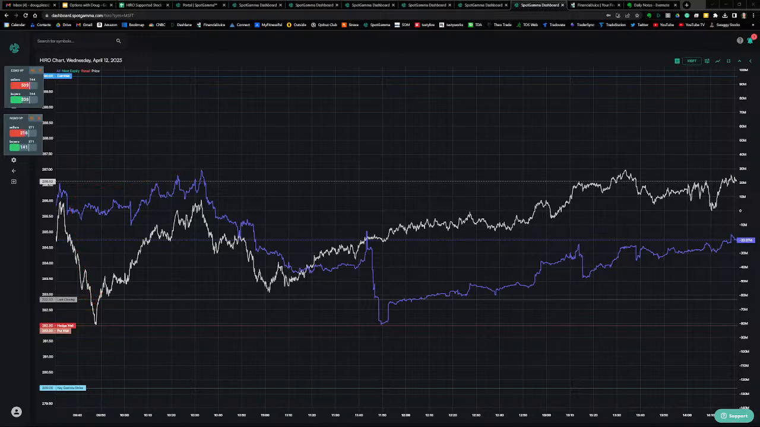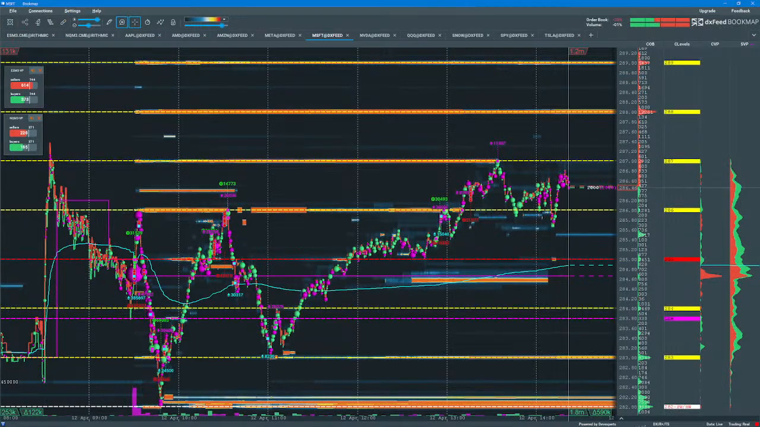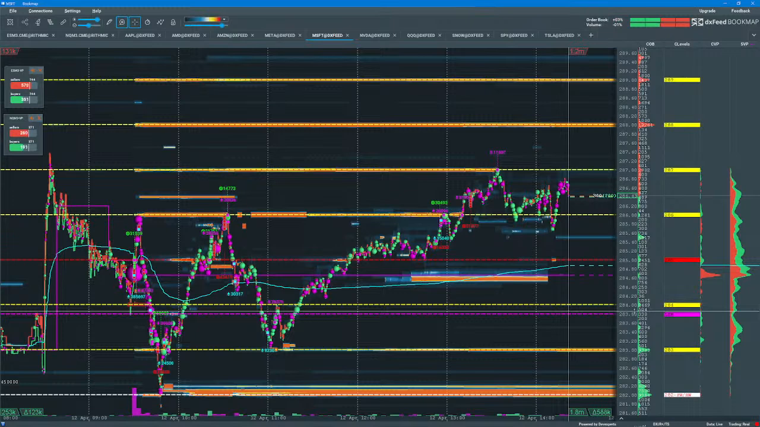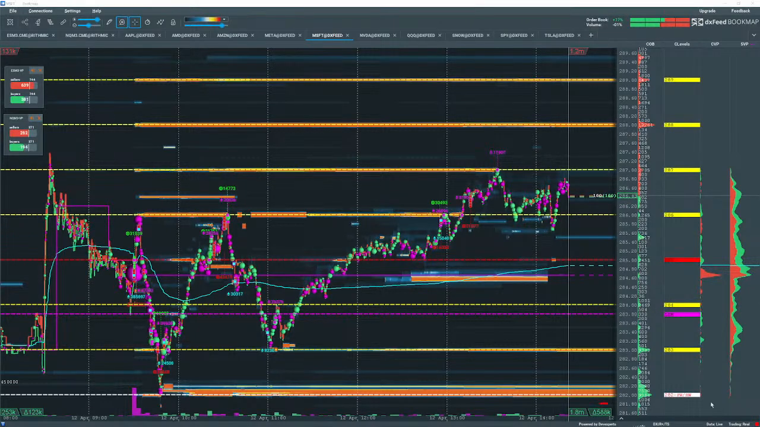Let's go take a look at Bookmap for Microsoft. So a divergence long there for Microsoft. There's the 282 put wall, hedge wall level. Price made a V bottom there, reversed higher. Good for about a quick 4-point move up to 286.